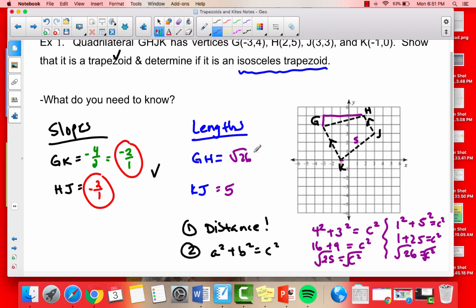And if you want the decimal answer, that's fine, but the square root of 26 is not the same as 5, so these are not equal, which means it is not an isosceles trapezoid. Okay. And that's all you need. So you need to find the slopes of one side, see if they're parallel, and then find the lengths of either the diagonals or the legs, and those will work as well. So that's it for the first example.